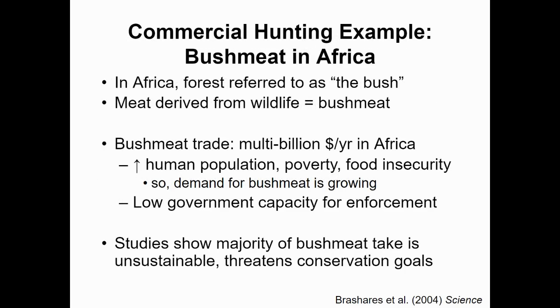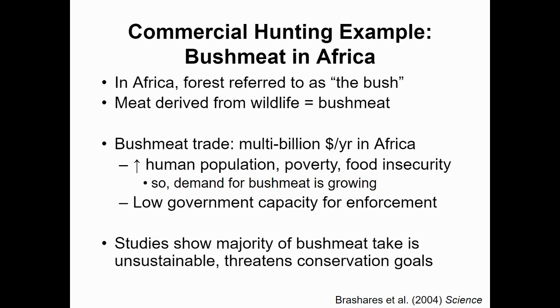So in Africa, the forest is called the bush. Any meat that comes from an animal living in the forest is called bushmeat. It's a multi-billion-dollar per year industry in Africa. What we're seeing, though, is that as the African human population is growing, poverty and food insecurity are growing as well. So there's a large demand for bushmeat, both for survival and for people to sell to make money for other resources.